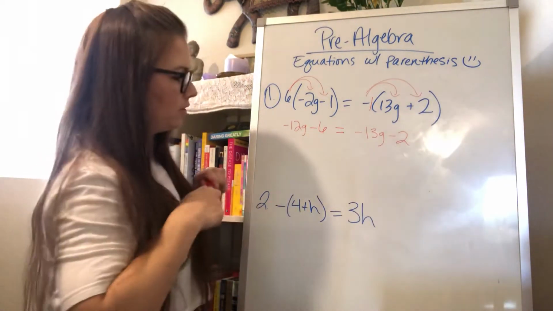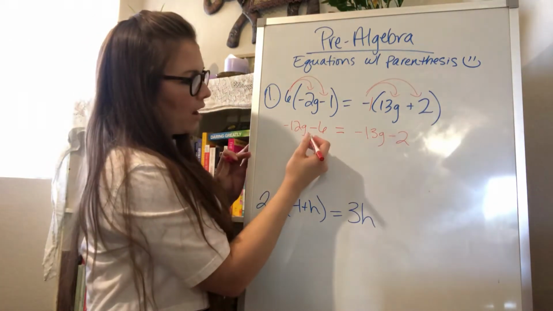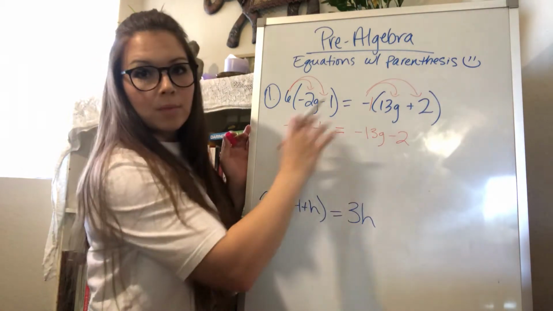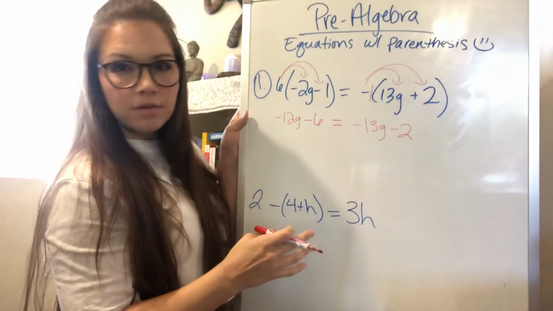Okay, let me see if this side works better. Now I just solve it out right like I've been doing my other equations. I get all my variables on one side and all my numbers on the other side. Can you guys see that okay?